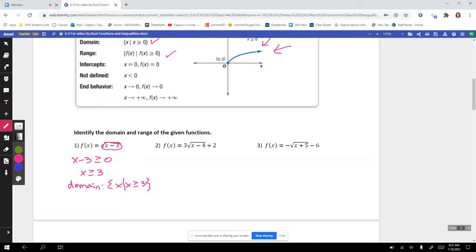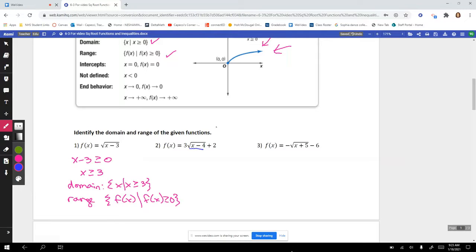Okay, now once I get that, I know that I don't have anything outside my radical sign, so I know that my range is going to be f of x. Remember, that's the same as y, such that f of x is also going to have to be greater than or equal to 0. Okay, let's look at the next one.